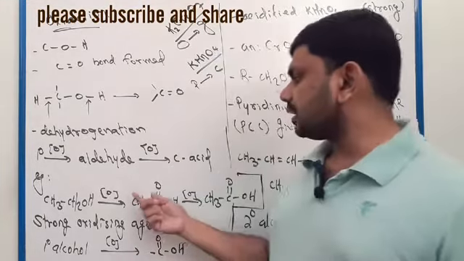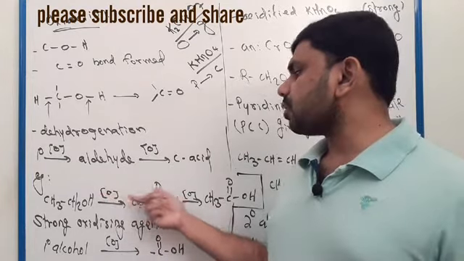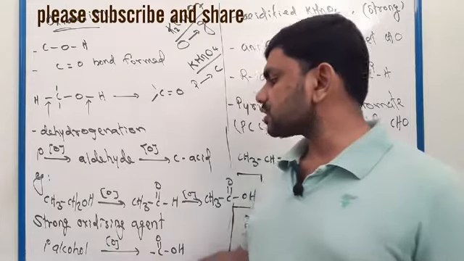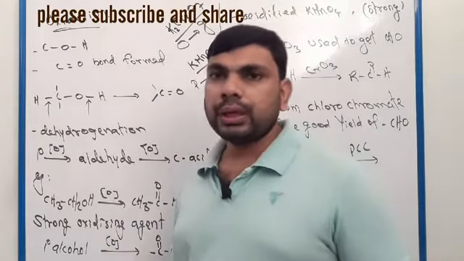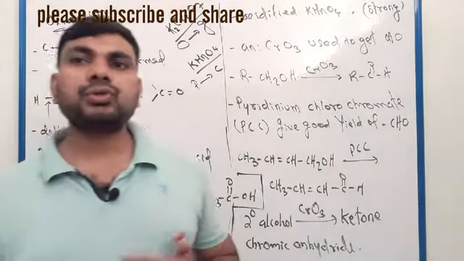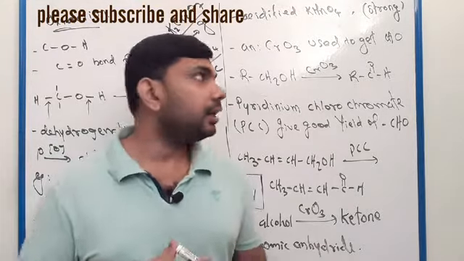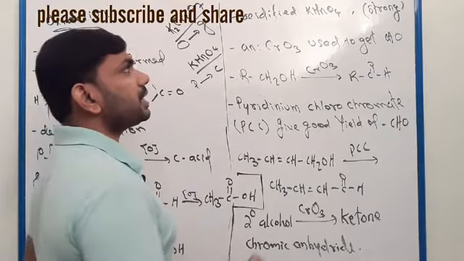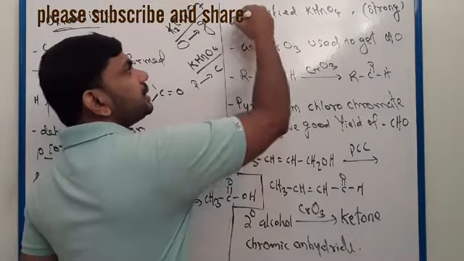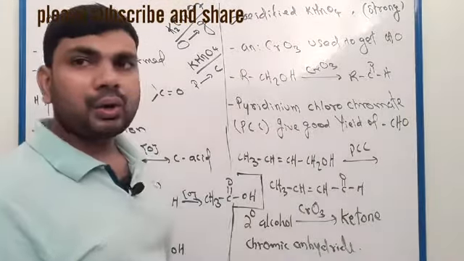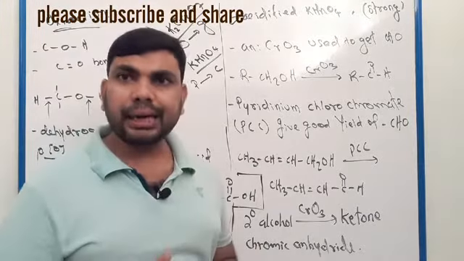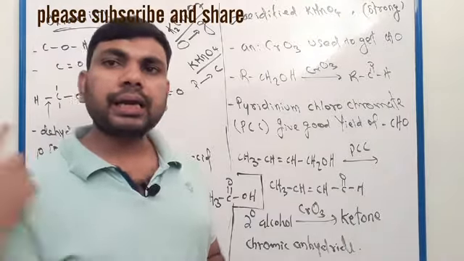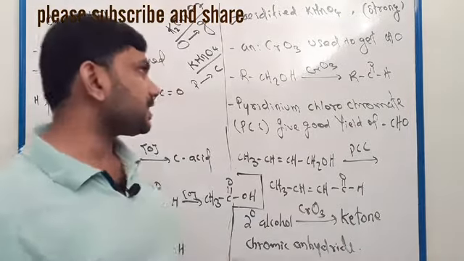The stepwise process happens in presence of a weak oxidizing agent. In presence of a strong oxidizing agent, we can change primary alcohol to carboxylic acid directly. An example of a strong oxidizing agent is acidified KMnO4. After using acidified potassium permanganate, primary alcohol directly turns to carboxylic acid.